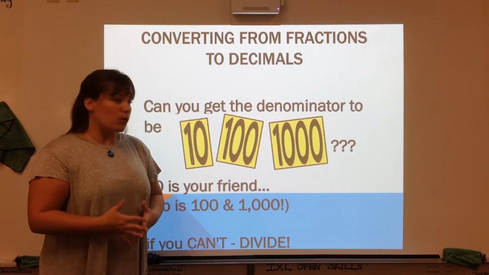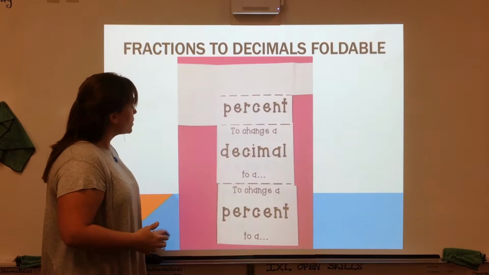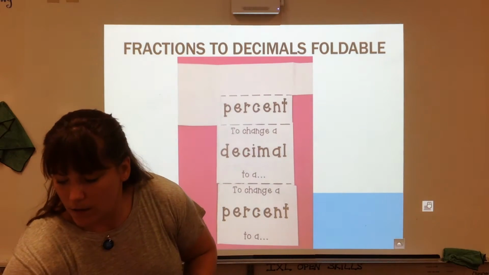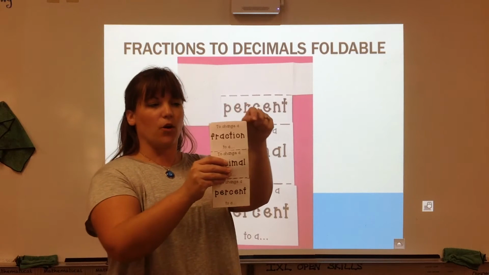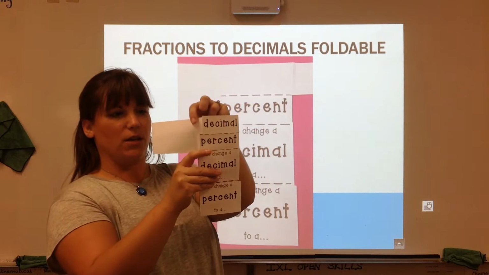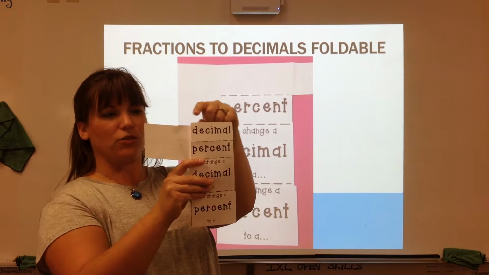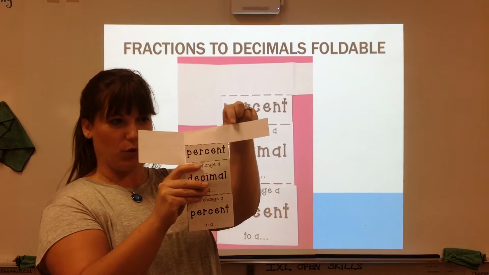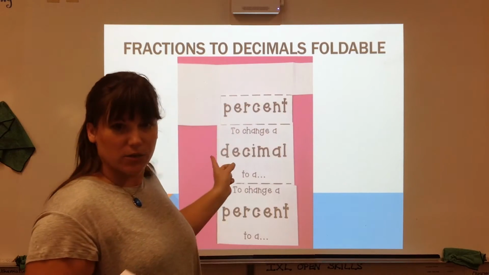So in your foldable, looks like this. You're going to actually take the top door and open it up, because we are going to be converting from fractions, how to change a fraction to a decimal. And we're going to open up the very first door. And that's what my picture is over here.